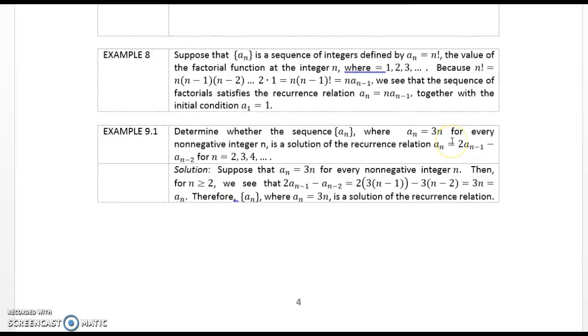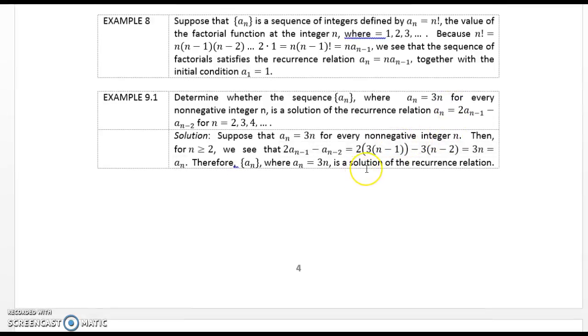Example 8. Suppose that a sub n is a sequence of integers defined by a sub n equal n factorial, the value of the factorial function at the integer n, where n equals 1, 2, 3, and so on, because n factorial equals n times n minus 1 times n minus 2, down to 2 times 1, equals n times n minus 1 factorial, equals n times a sub n minus 1. We see that the sequence of factorials satisfies the recurrence relation a sub n is equal to n times a sub n minus 1 together with the initial condition a sub 1 equal 1.